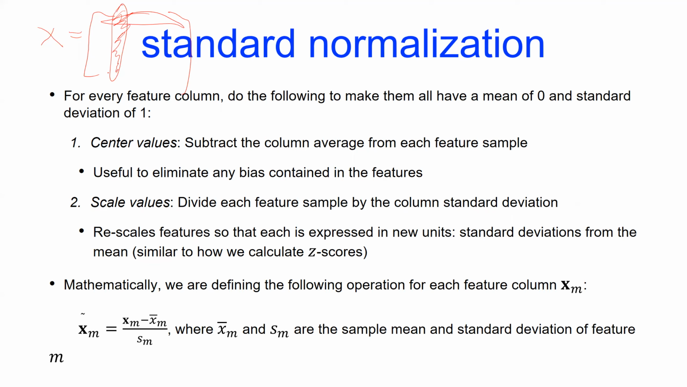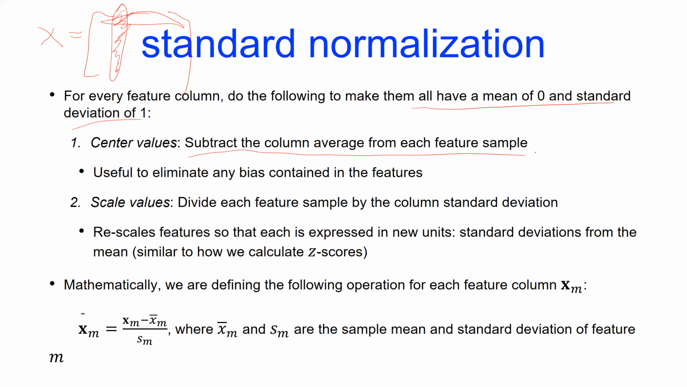Our objective here is to make each column have zero mean and standard deviation of 1. I hope this reminds you of the z-score calculation, right? So how to achieve zero mean? Very simple. Subtract the column average from each feature sample.